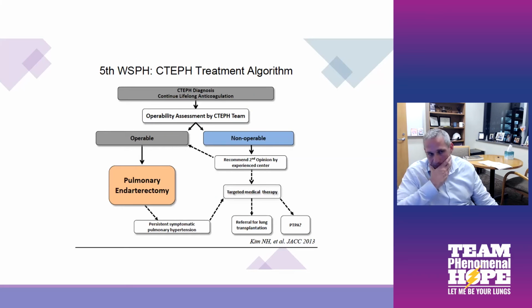So this is the 5th World Symposium on Pulmonary Hypertension. They had an algorithm for CTEPH, and so once you get a diagnosis, everyone that has CTEPH should be on lifelong anticoagulation, barring some significant bleeding complication that precludes doing it safely.